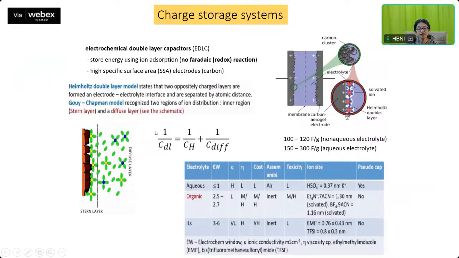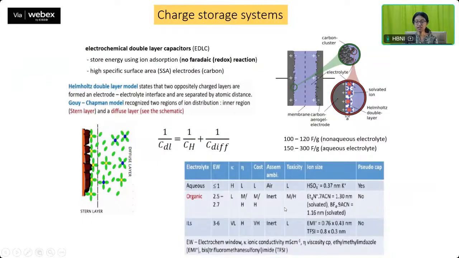So this entire double layer is basically a combination of your Helmholtz layer or the Stern layer as well as the diffuse layer. And this capacitance depends on the type of electrolyte you have used. If you use an aqueous electrolyte, you get a capacitance of around 150 to 300 farads per gram. Whereas if you use a non-aqueous electrolyte, you can get a capacitance of 100 to 120 farads per gram.